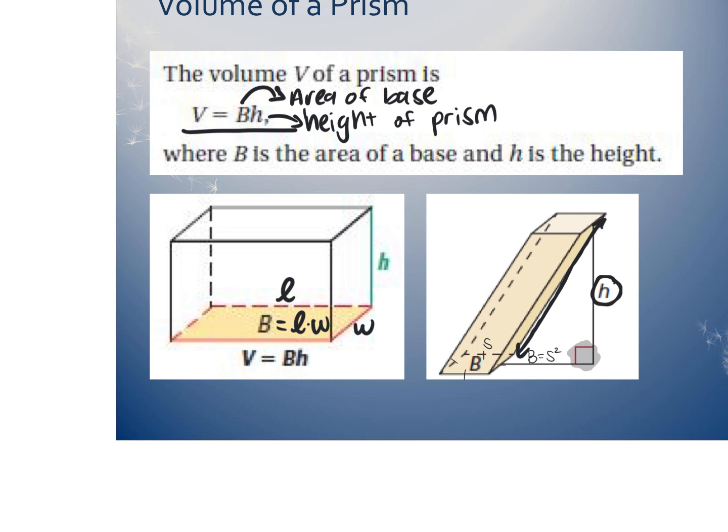Where it says volume equals BH, is there a number next to that, or is that just like a dot? No, that's a comma. Okay. That's a comma, okay? What other questions do we have on this slide?